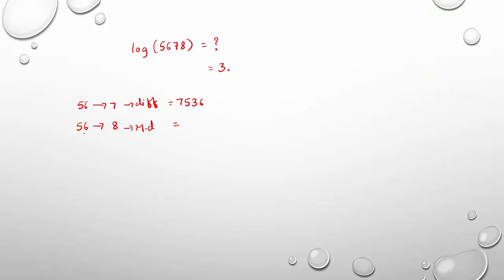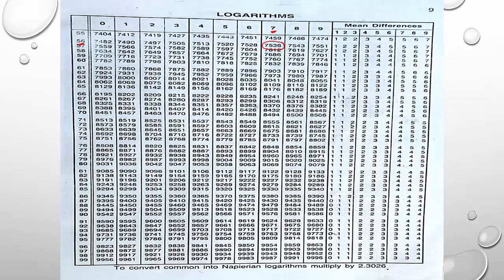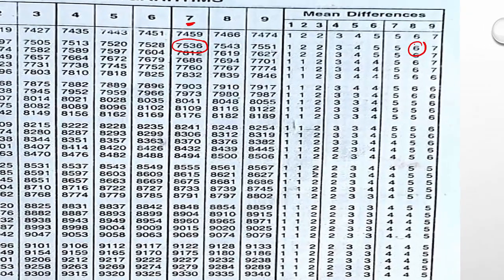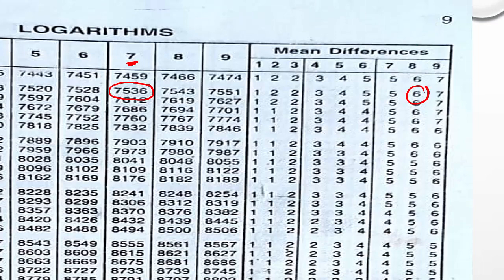7536. Now the same number 56 we have to observe in the mean difference column at 8. 56 is here, and 8 in the mean difference column is here. So we have the number 6. In the horizontal direction you can go from 56 at 8. In the mean difference column we have the number 6. You can see here properly. So it has the number 6. We can write it here.